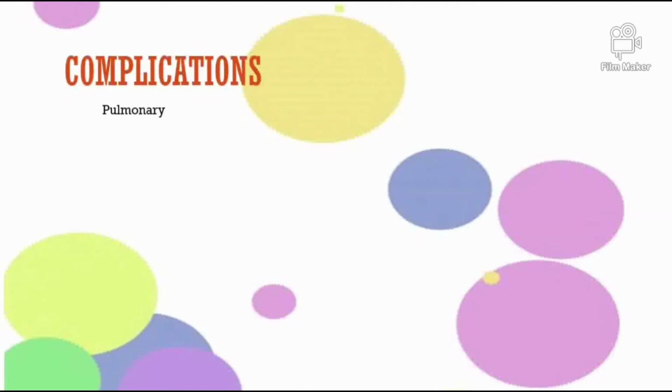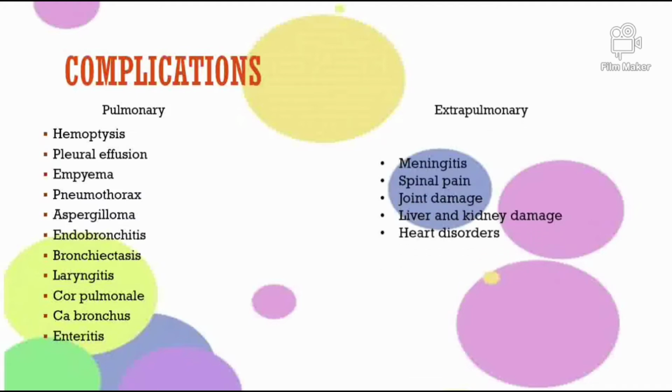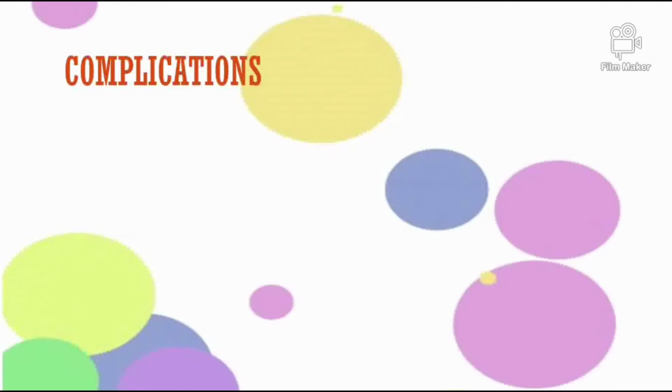The complications of pulmonary TB are hemoptysis, pleural effusion, empyema, pneumothorax, aspergilloma, endobronchitis, bronchiectasis, laryngitis, cor pulmonale, CA bronchus, and enteritis. Then the complications in extrapulmonary TB would be meningitis, spinal pain, joint damage, liver and kidney damage, and heart disorders.